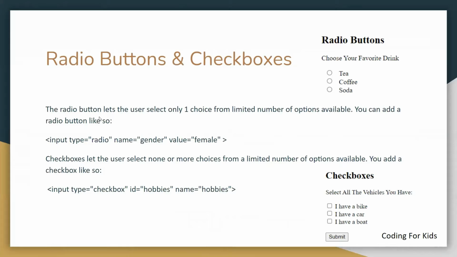So now radio buttons and checkboxes. The radio button lets the user select only one choice from the limited number of options available. For example, you can see when it says choose your favorite drink, we can only choose one of them. We can't choose nothing, or we can't choose multiple. You can put radio as the type. That is how you create one radio button, just one. Like here, we only create one. The checkboxes let the user select none or more choices from a limited number of options. The only difference between the two is, first, this has a checkbox while this is just a filled in circle. Also, you can only select one choice, while here you can select none or multiple. So you add one checkbox like so. You just put type equal to quotation marks and then you put checkbox. So that is the radio button and checkbox.